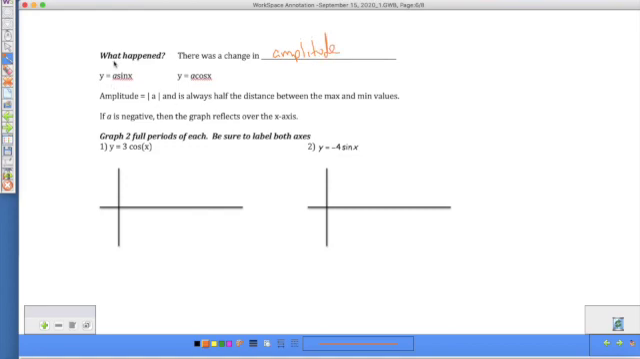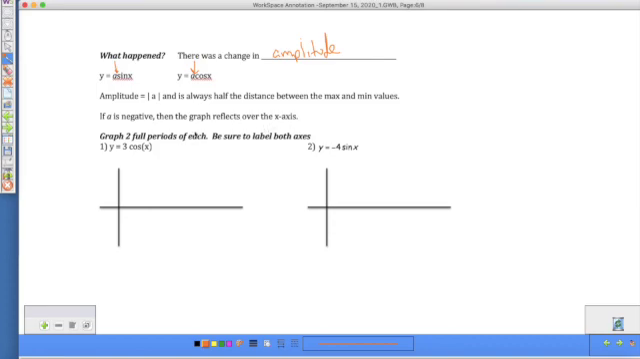Okay? So now, any number you have out in front of sine or cosine will always affect the amplitude. Now it says amplitude is the absolute value of A. Remember, amplitude is always a positive distance. So some people look at it as it's always half the distance between the max and the min values. I like to look at it as the distance from the max or the min to the axis. If A is negative, the graph will reflect over the x-axis.